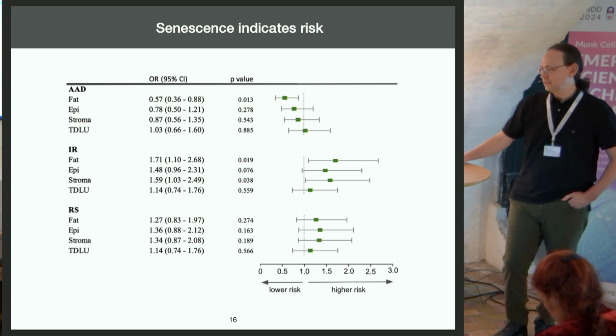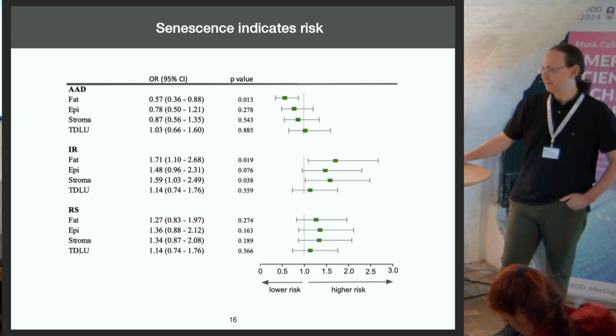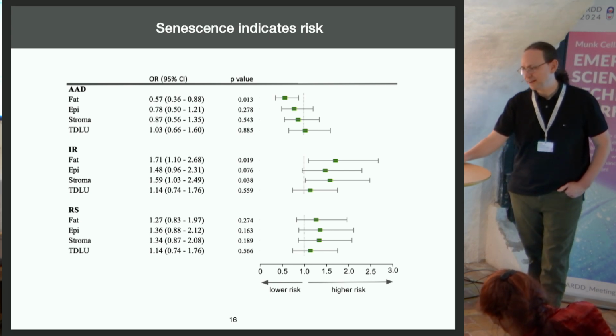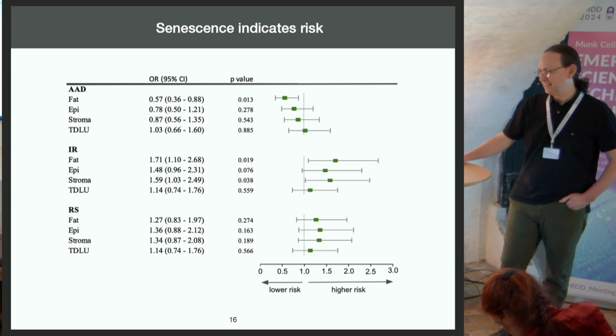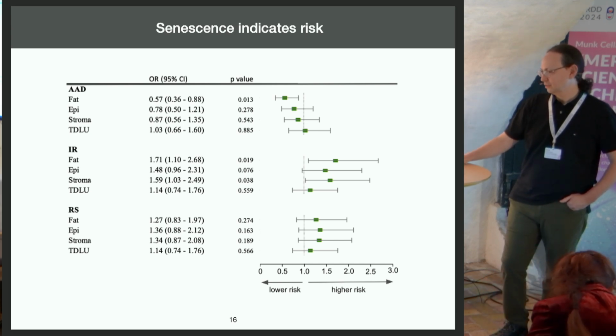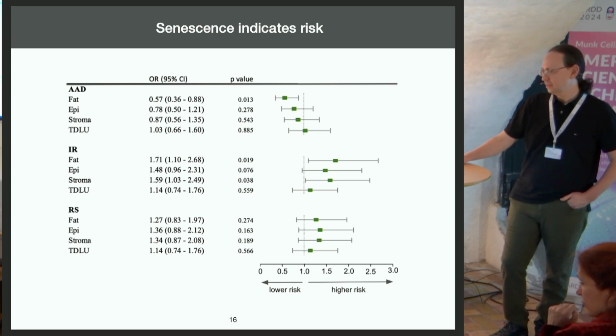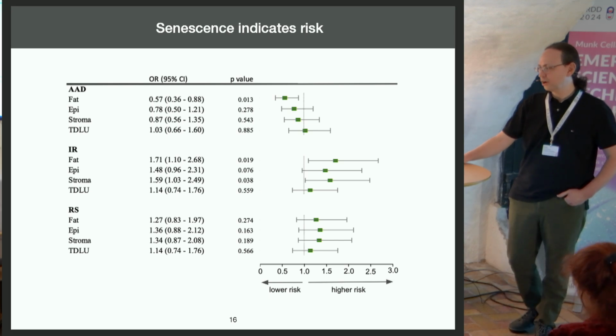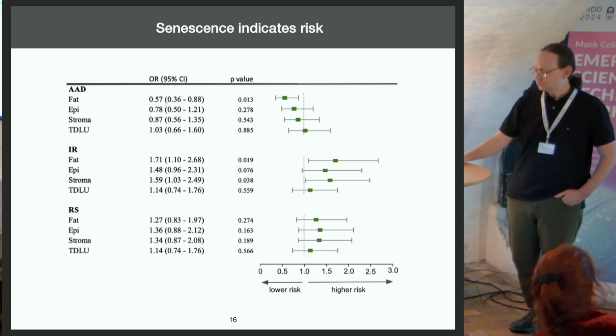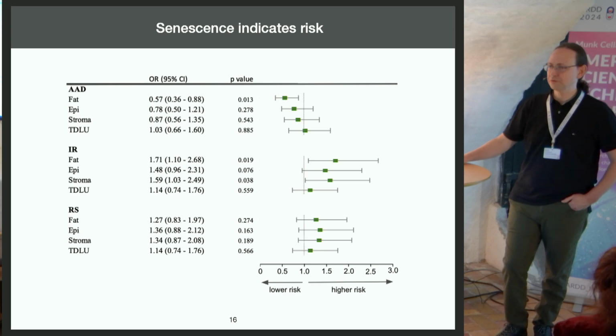What we found is the AAD model was quite effective, especially in fat, in reducing the risk of developing cancer. And the IR model, in contrast, was quite significant in indicating and promoting cancer, or at least corresponding to higher rates of cancer. The RS also moved with IR, but it was a bit weaker. So we found models that could predict both reduced and accelerated rates of cancer.